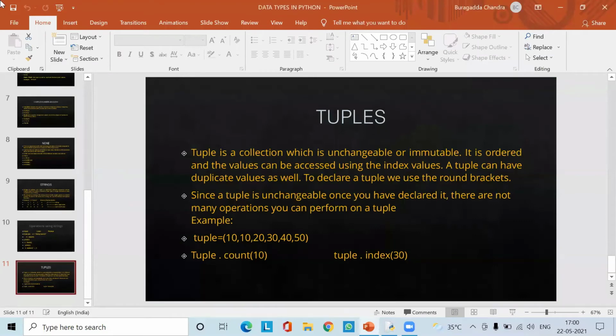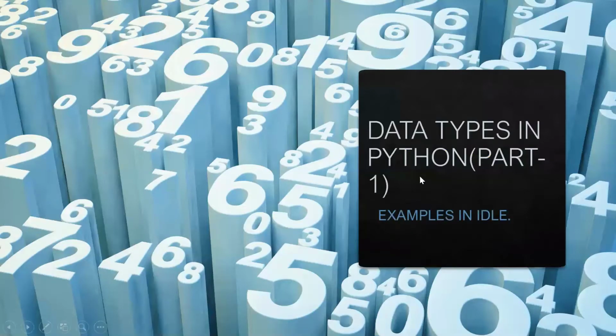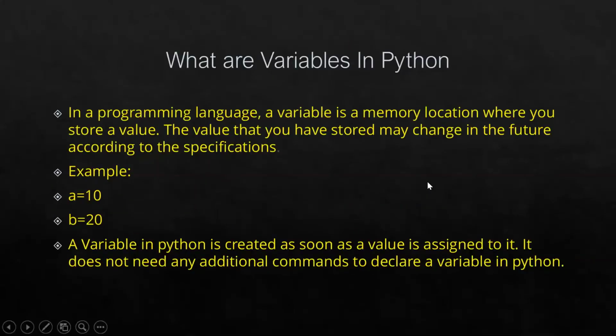An example of a variable: again, let me start the presentation. Here, a variable in Python is created as soon as a value is assigned to it. Whenever a value of 10 is assigned to A, A gets created.